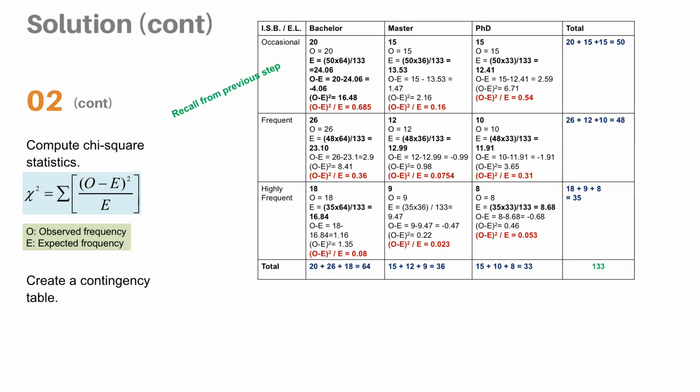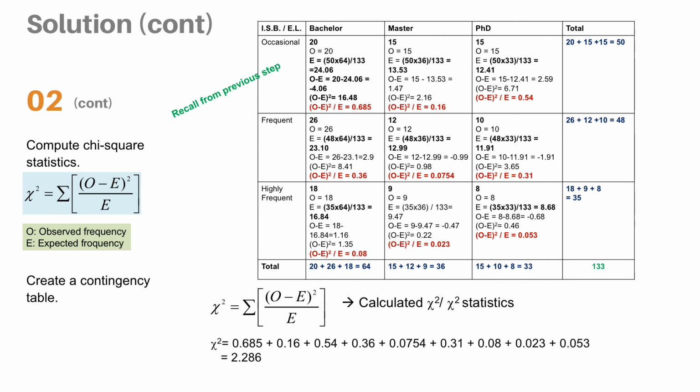Having completed the contingency table, the next thing that we have to do is to solve the summation of O minus E squared divided by E, which is actually the formula of chi-square. So in this problem, the chi-square value is given as 2.286. This chi-square is known as calculated chi-square or chi-square statistics.